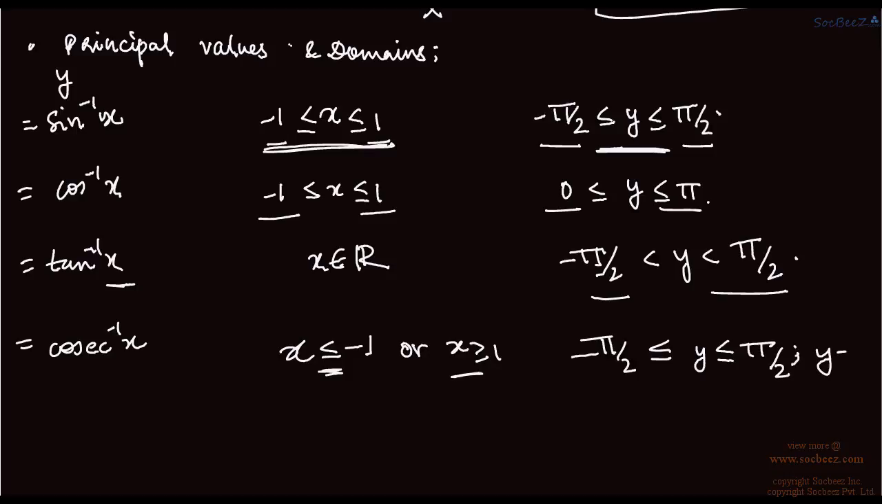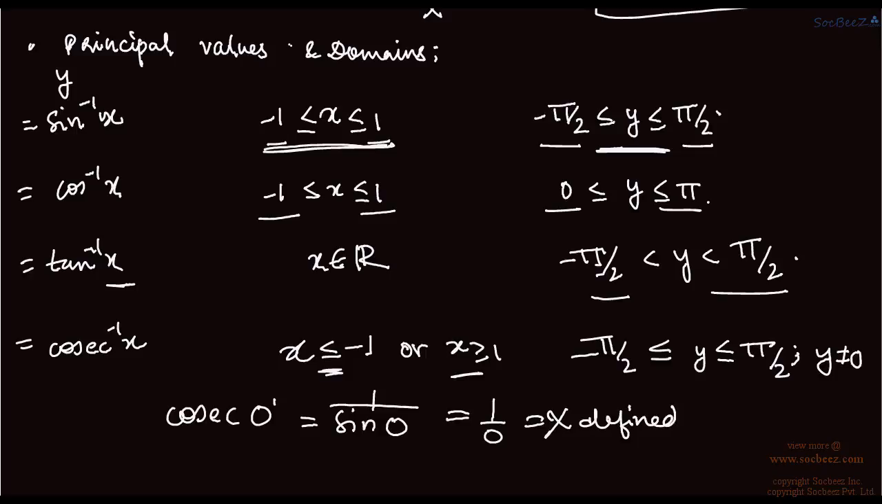But in this case, y is not equals to 0. Because when y is equals to 0, cosec of 0 is not defined. Because cosec of 0 is 1 upon sine 0, and 1 upon 0 is not defined. Okay, so that's why we ignore y not equals to 0.